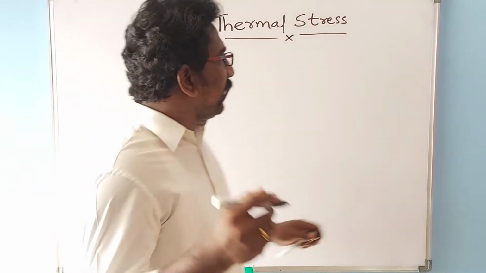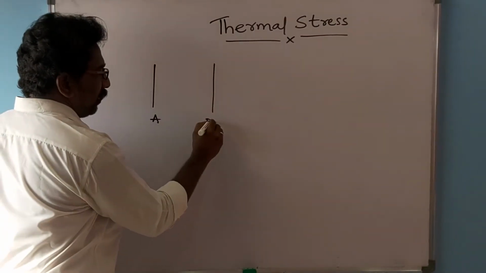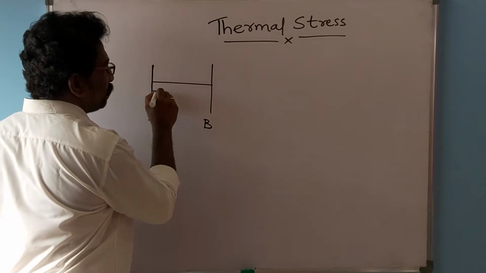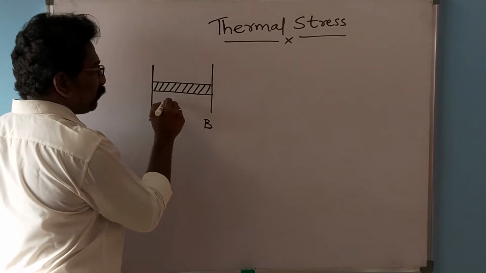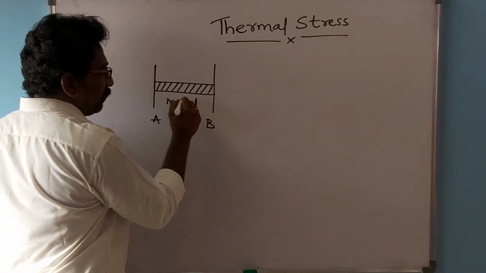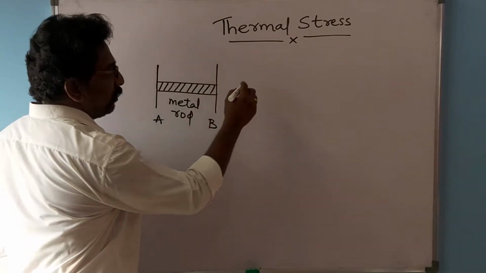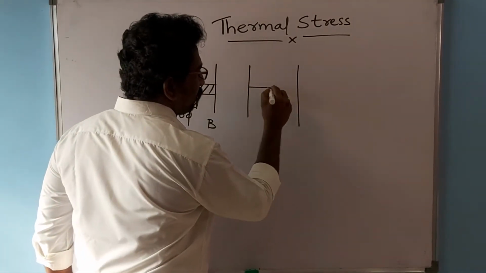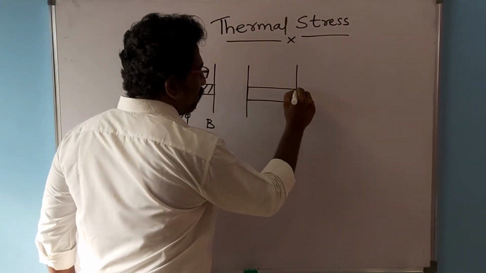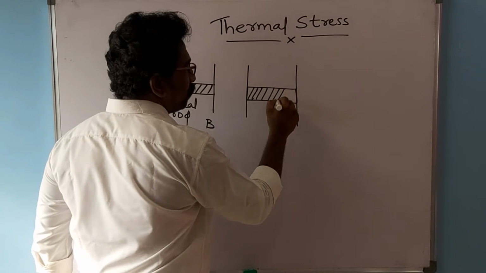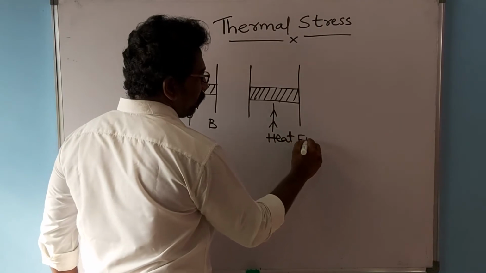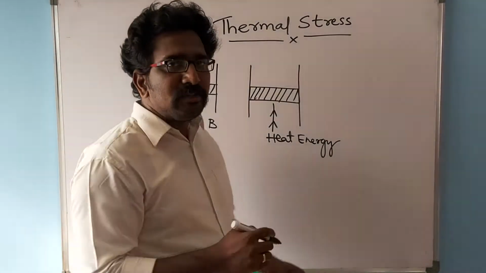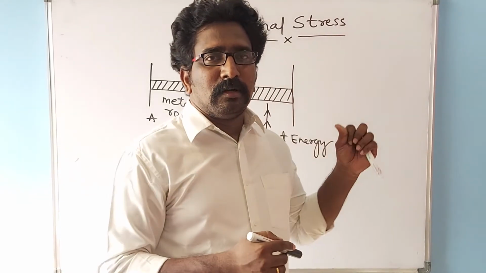an illustration. Let me consider there are two fixed points, point A and point B. Between these two fixed points, a metal rod has been connected. Let me subject this metal rod to some high temperature. If it is subjected to high temperature, we know that thermal expansion takes place with respect to length.